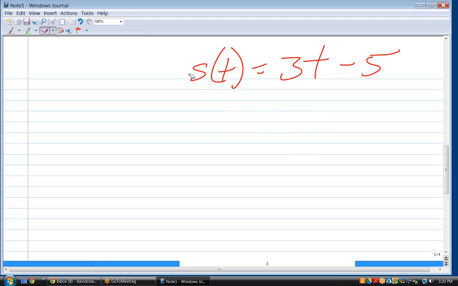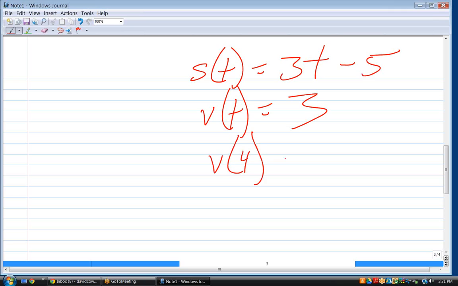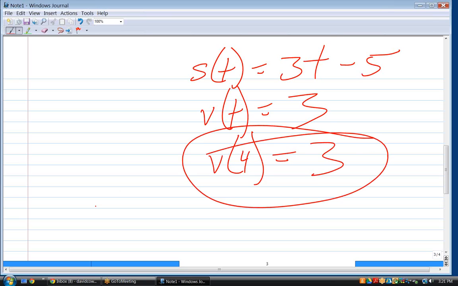Well, the velocity is the first derivative of position. So, I know how to answer this, but I'm not sure what they've taught you. If I want v of t, I take the first derivative of this function and I get 3. So the velocity is a constant 3. So v of 4 would still be 3. V of 6 would be 3. Your velocity is always 3 in this particular position function.